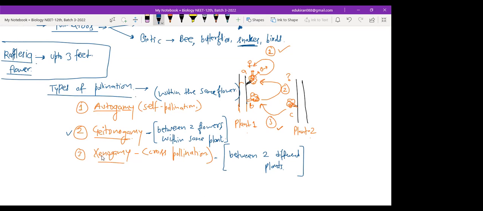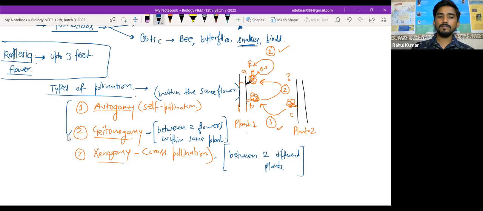So autogamy, geitonogamy, and xenogamy. Now, let me give you this as an assignment where you will appreciate what I am trying to say. Sometimes the same plant which can show autogamy can also show geitonogamy. This is clear because both are on the same flower, right? But the plant which can show geitonogamy can also show xenogamy. Yes or no?